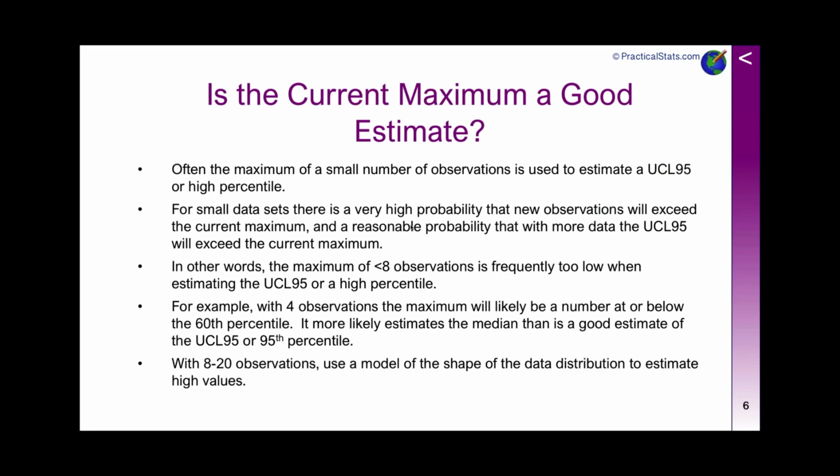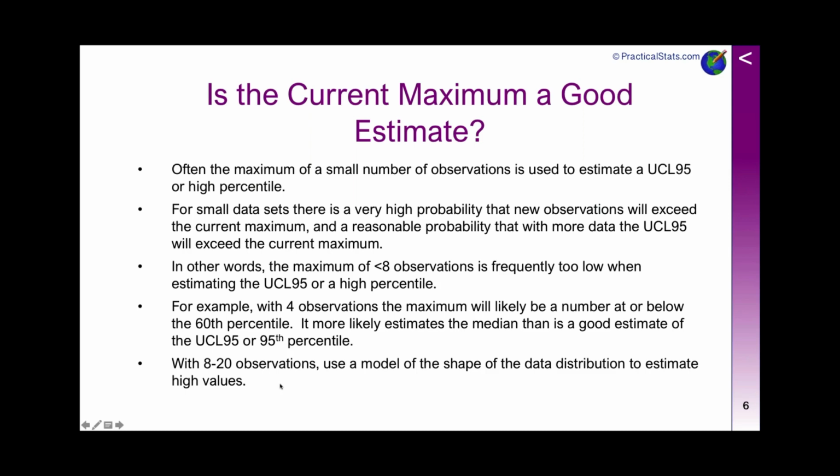And it's very likely that that is an estimate of somewhere below the 60th percentile. So it's more likely that with small numbers of observations, the maximum is not going to be a good estimate of even the UCL 95, much less an upper percentile like the 95th percentile. It's much more likely that it estimates something more like the mean itself or the median.